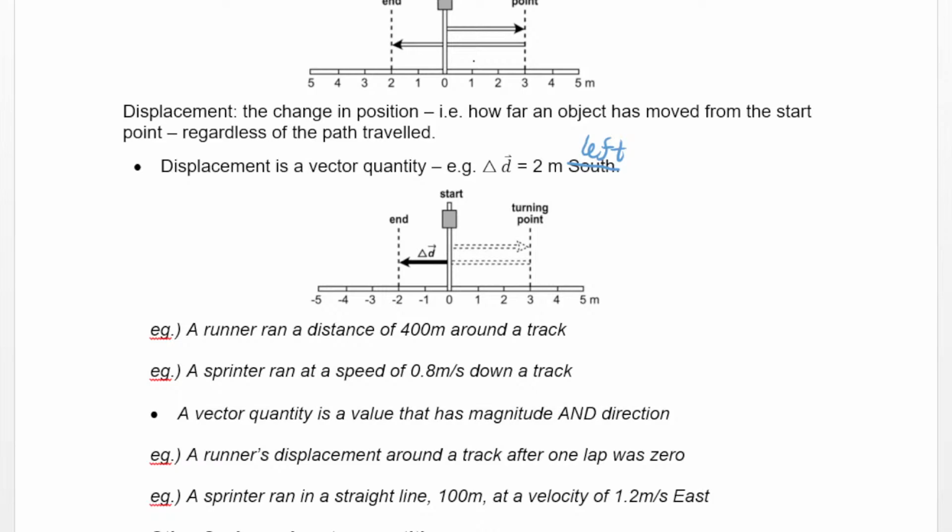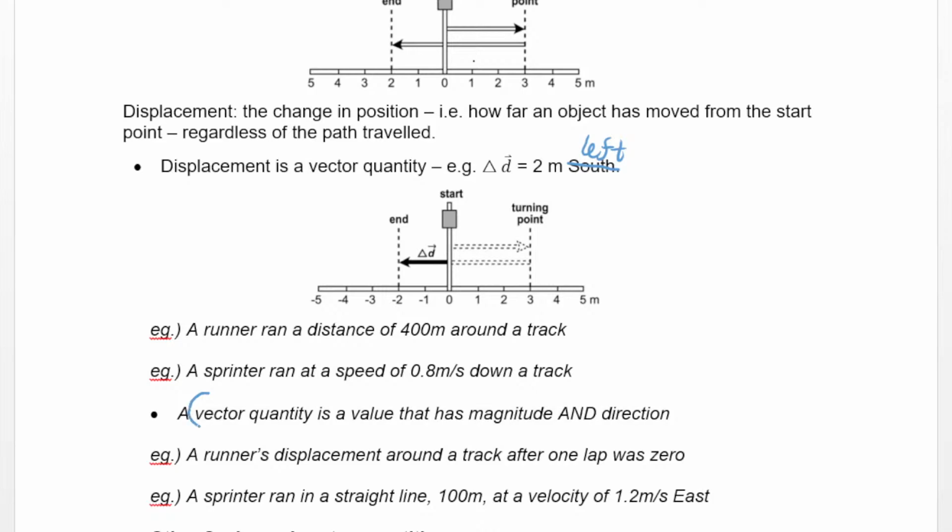So we moved 2 meters to the left, and that's how we want to say it in physics. We want to be very specific. We care about where you start and where you end. The distance in between doesn't matter as much. In some contexts it does, but really we care about how the object ultimately transitioned. Another example, distance-wise: running 400 meters around a track, and a sprinter could run at a speed of 0.8 meters per second down a track. However, when it comes to physics, we need something more specific.